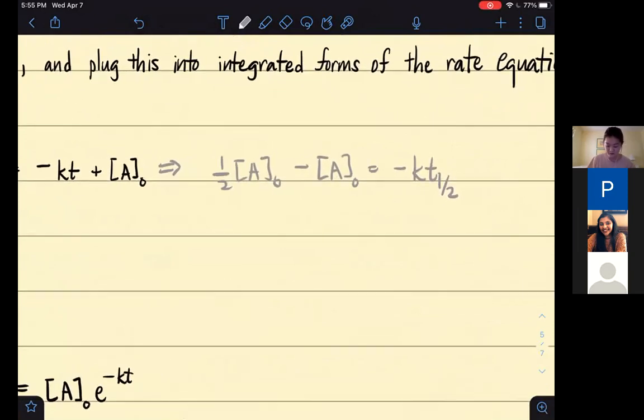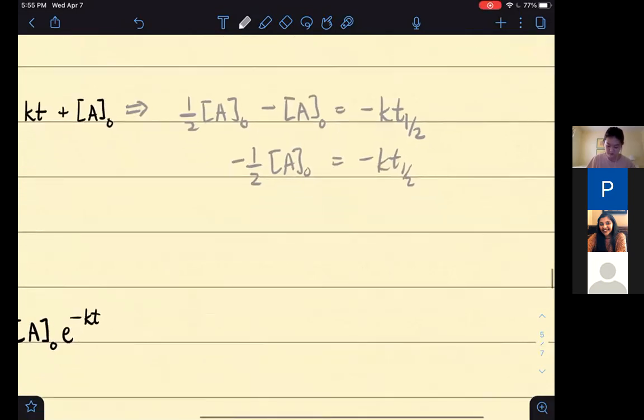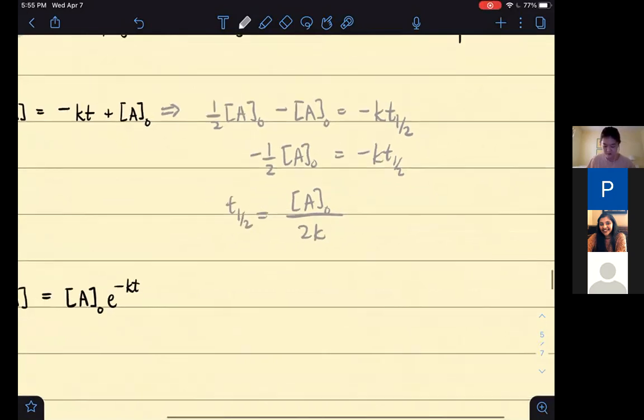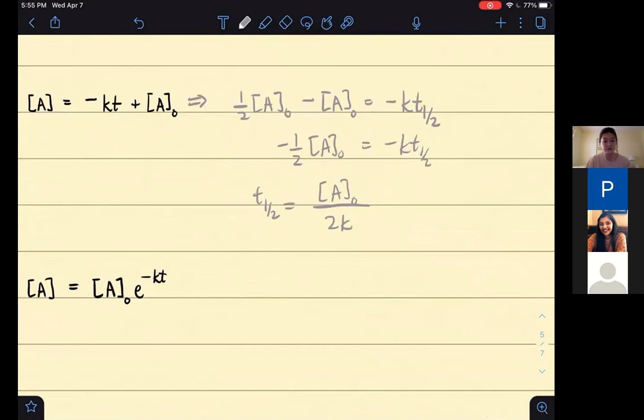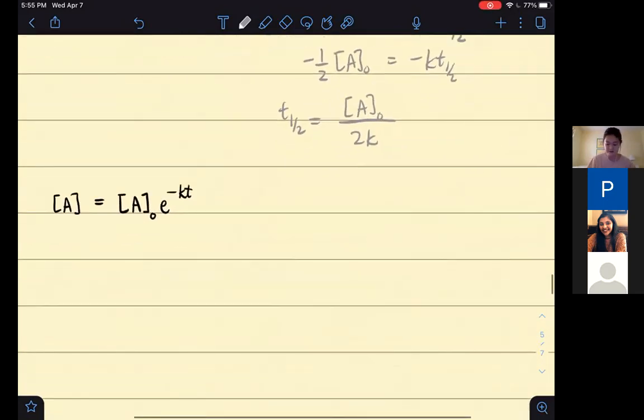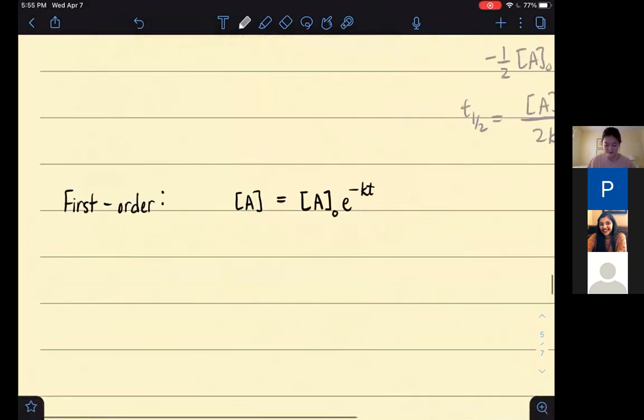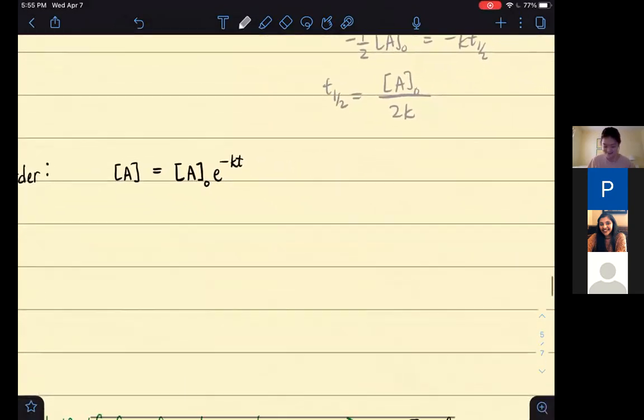This will be negative 1/2 the initial, minus kt. Okay, and then if you rearrange this, you will see that the half-life is this term over here. So it does depend on the initial concentration. So that's interesting, but I think the first order is more interesting.